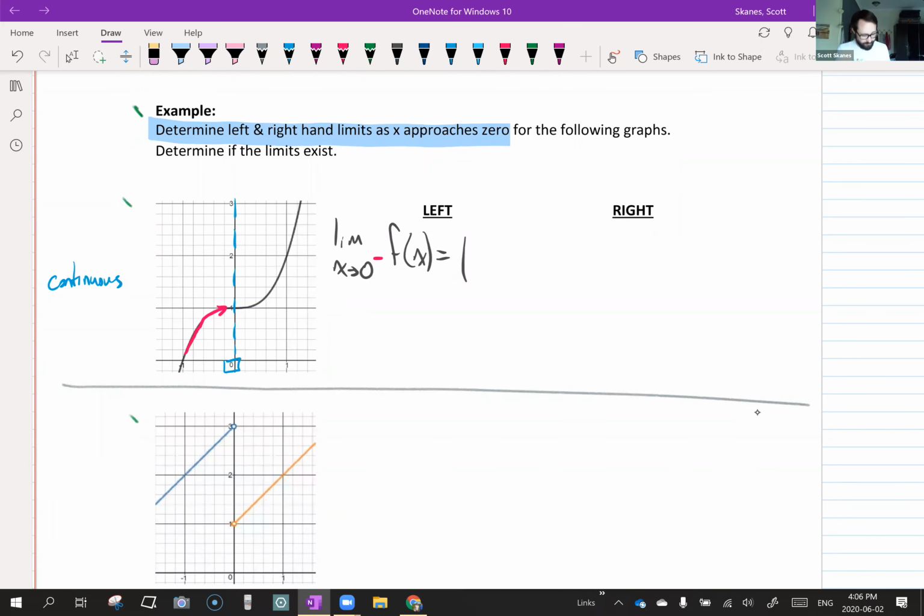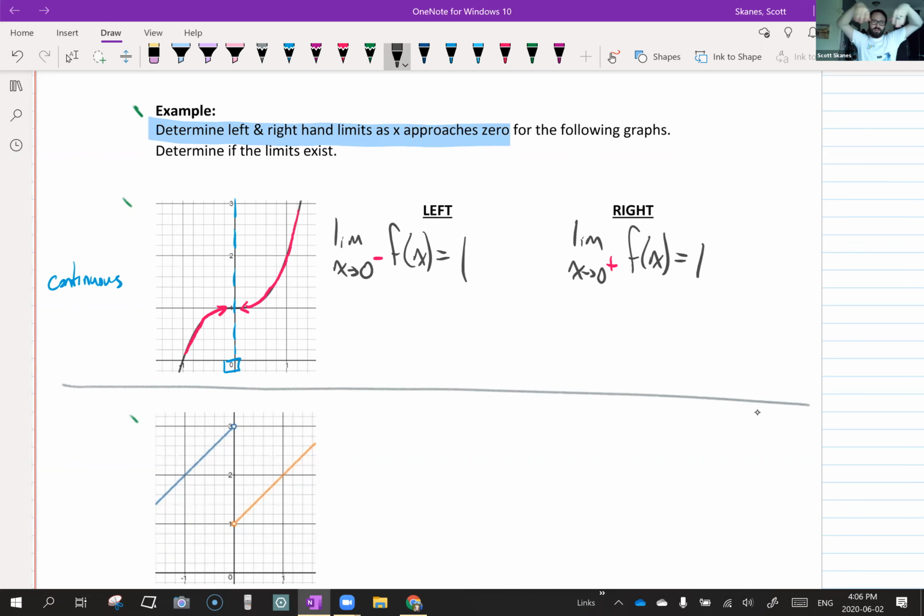Let's do the same game for the right side. Standing on the right side, which value is it trying to get to? Clearly, the same 1. It's saying that the limit as x approaches 0 from the right side, and it's very important that we see that that's a plus now. It means from the right, equals 1.